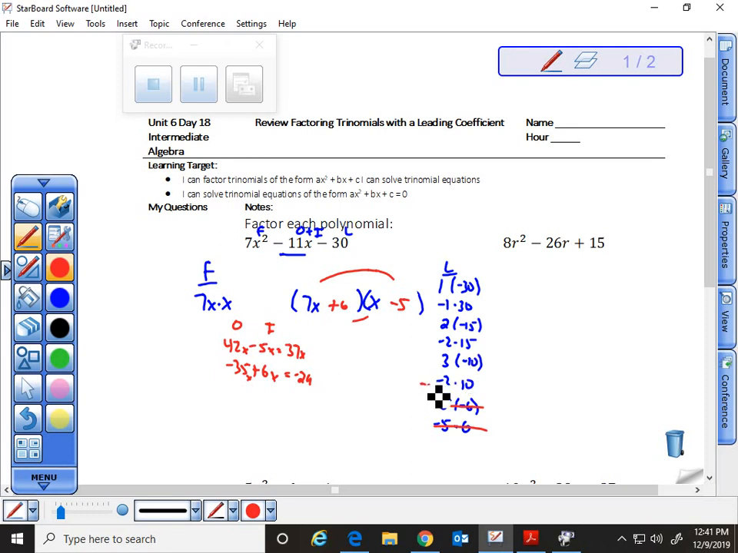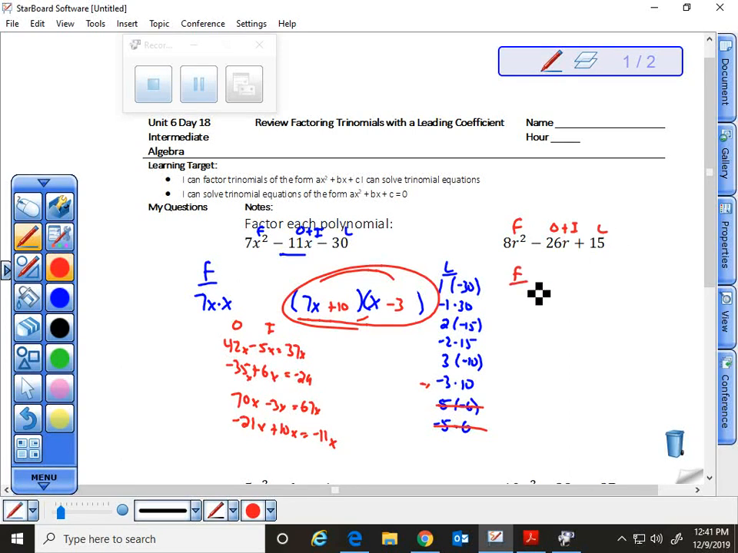So let's try the negative 3 and the 10. If I tried negative 3 and a positive 10 this way, outside is going to be 70x. Looks like it's going to be way too big. So if we switched them around, 10 and a minus 3 like that, I get a minus 21x and a plus 10x, which is going to be a negative 11x, which is what we needed, and thus we have now factored it.